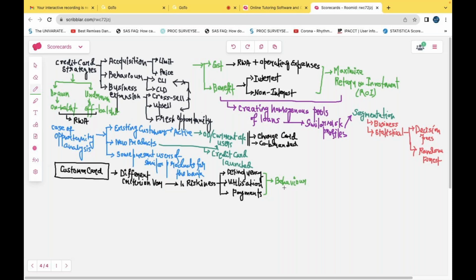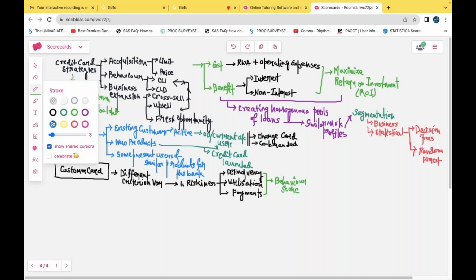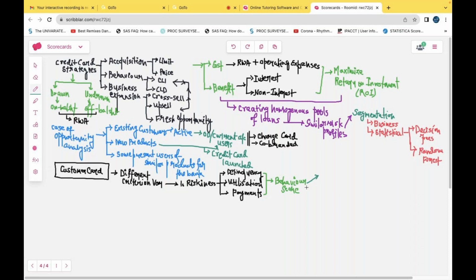Therefore, the first thing that we look into is the behavior score. Now, this behavior score that we use can broadly be of two types. One is the internal behavior score, and the other is the bureau score.